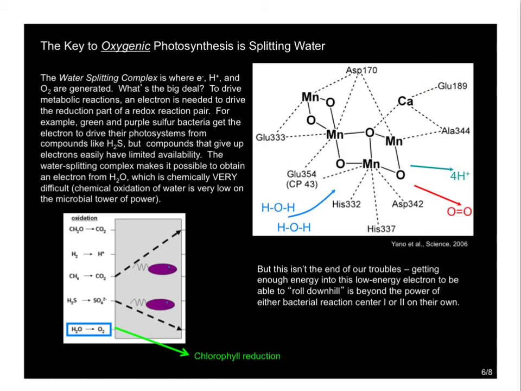Now, if oxidation of water is going to be coupled with the reduction of chlorophyll, this requires that the oxidation reaction be higher on the microbial tower of power than the chlorophyll reduction. But if the reduced chlorophyll that results from this redox reaction is so low on this metabolic tower of power, how could it possibly run any further redox reactions?